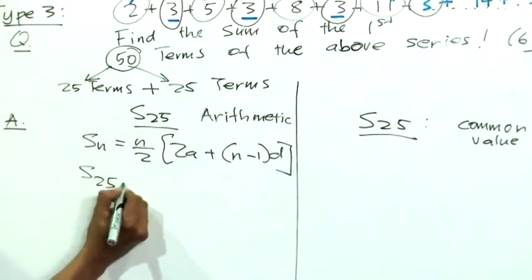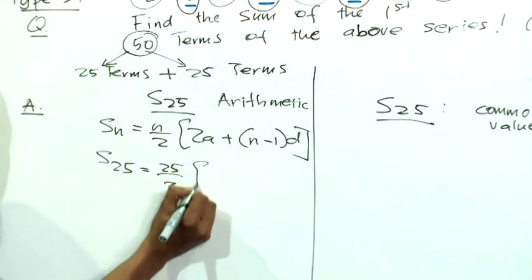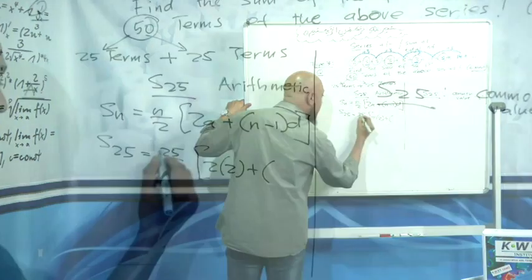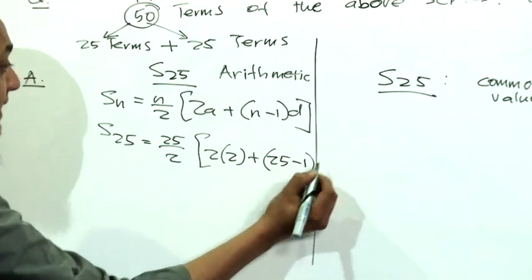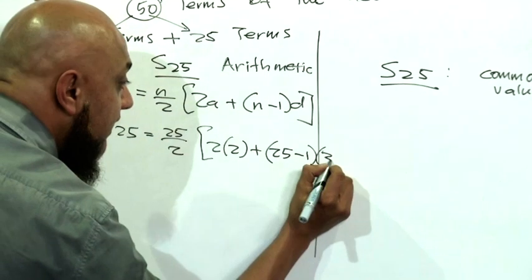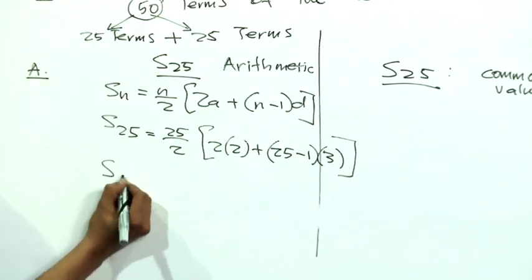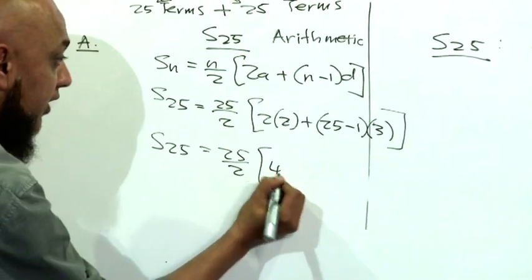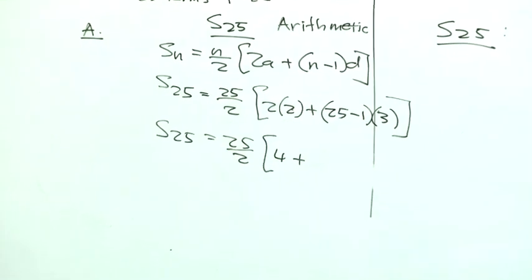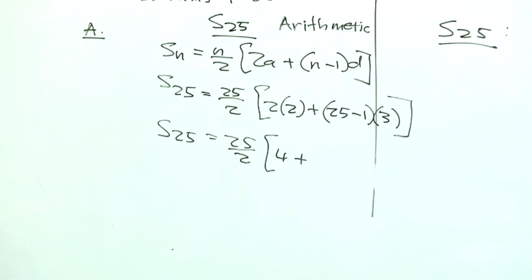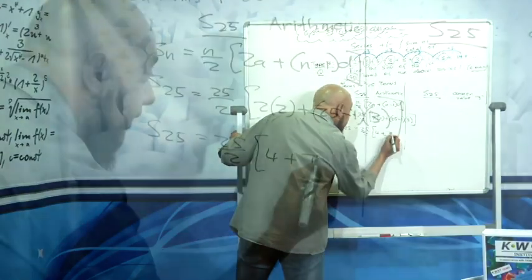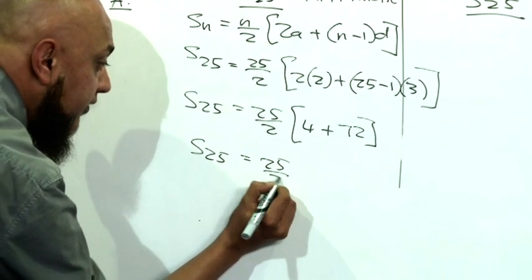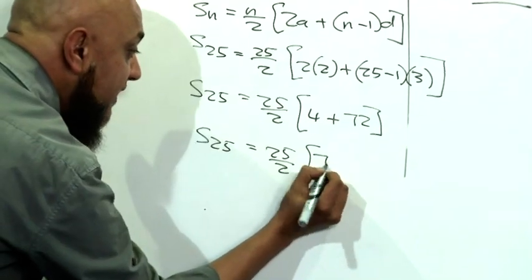So S25 is equal to 25 over 2 into 2 times a, what is a? 2, plus n minus 1, 25 minus 1, times what's my common difference? 3. S25 is equal to 25 over 2 into 2 times 2 is 4, plus 25 minus 1 is 24. 24 times 3 is 72. 24, 48, 72. There we go. So S25 is equal to 25 over 2 into 72 plus 4, 76.